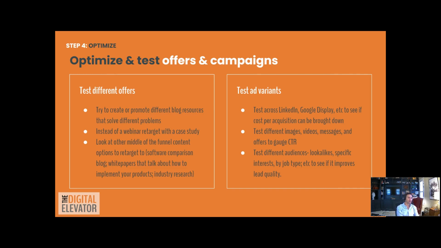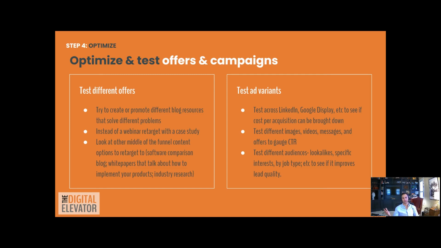White papers that talk about how to implement your products very specifically, how to talk about your products, not just a general white paper. And then industry research. People love industry research. It's very shareable, and it shows that you're an authority in your field if you publish that kind of thing. The other thing, we're going to test ad variance.